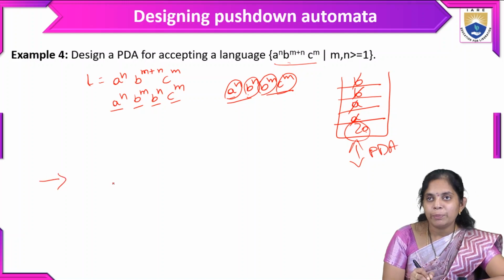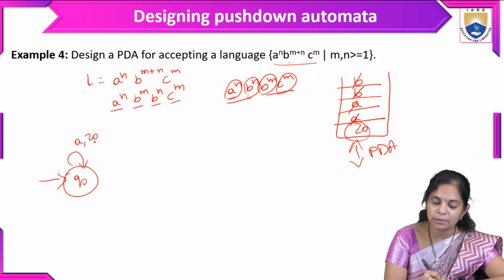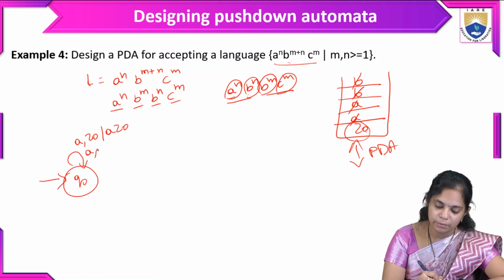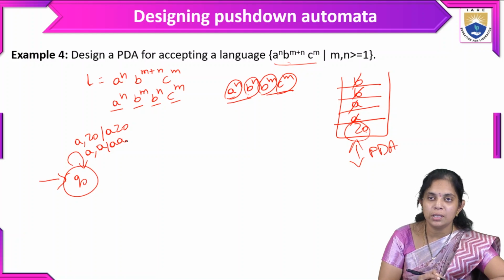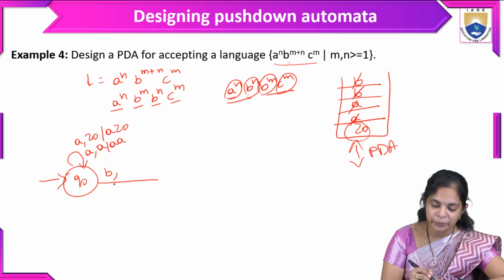For A power n, B power n, as usual, we start with Q0. Whenever A is there and the top of the stack symbol is Z0, we push the value into the stack, that is A Z0. And one more input A: for double or multiple A's, we need to push the values of A into the stack. And here the input value changes to B, and the top of the stack symbol is A.